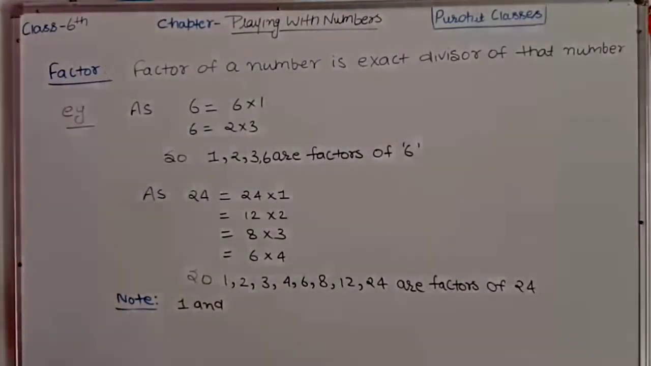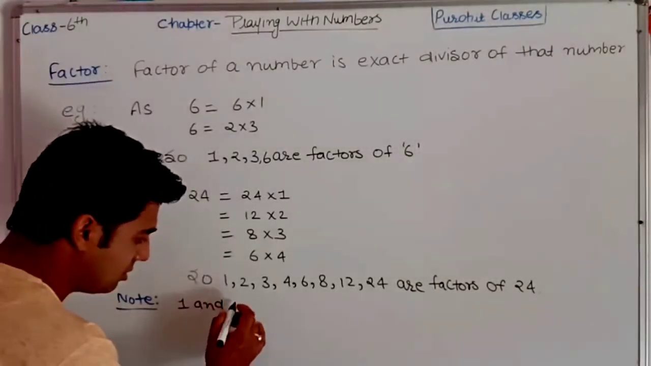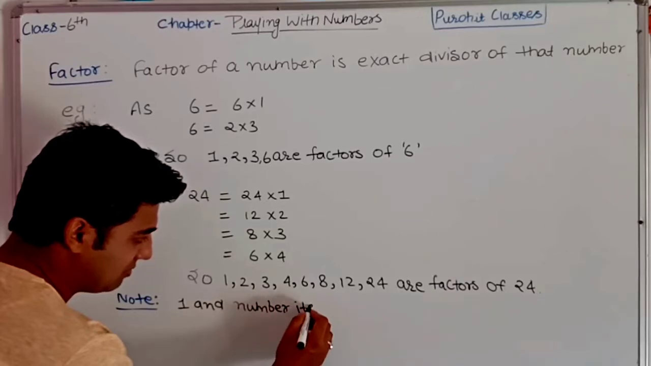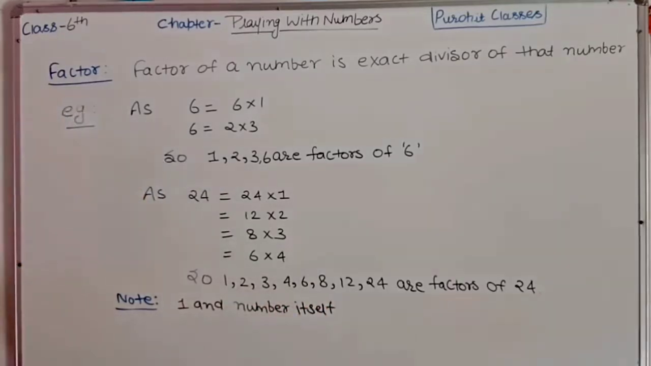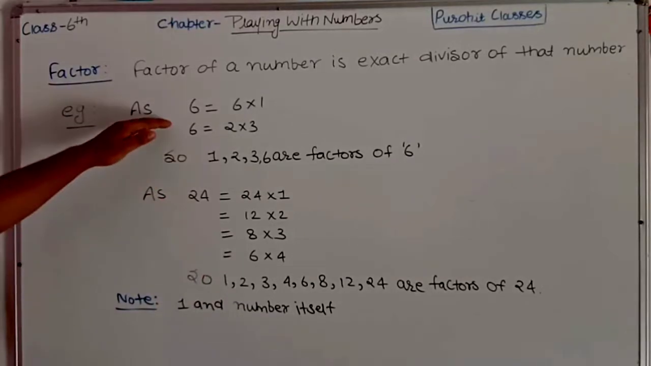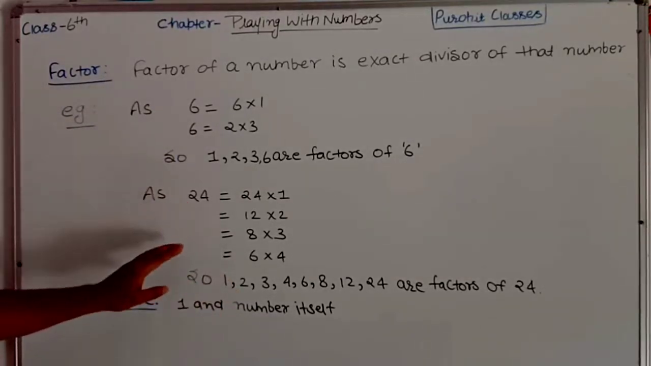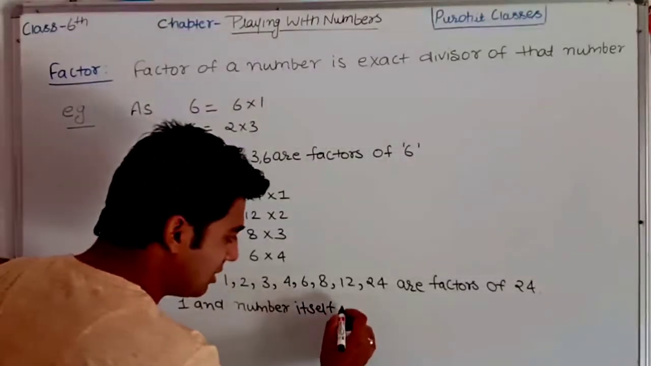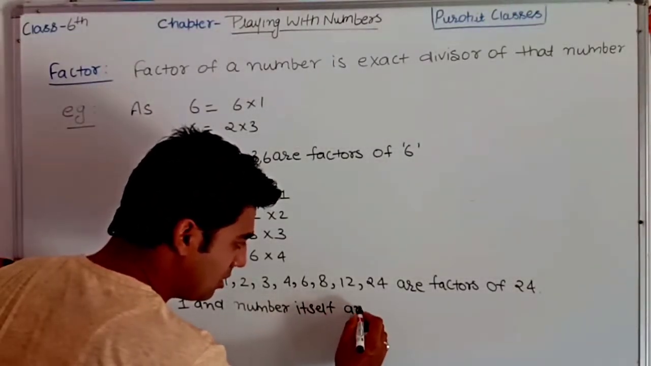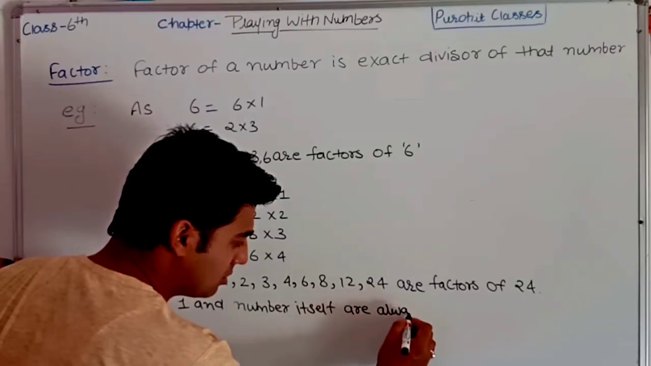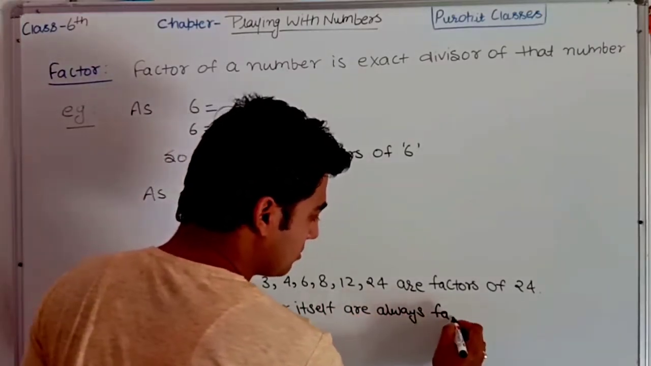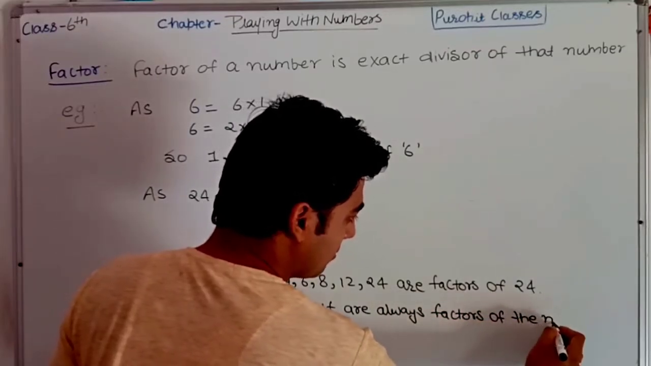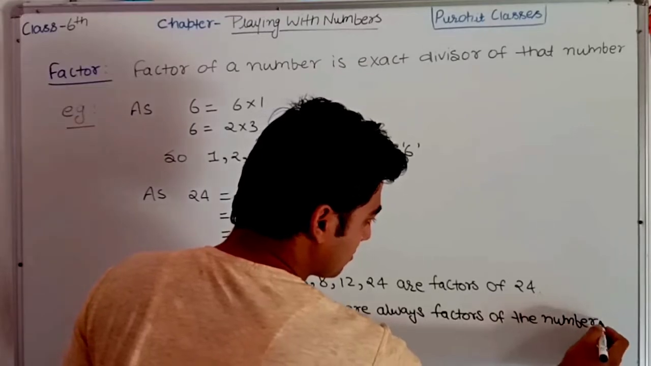1 and number itself. 1 means 1, and itself means if we are talking about 6, then 6 itself is a factor of 6. If we are talking about 24, then 24 itself is a factor of 24. 1 and number itself are always factors of the number. Getting or not?